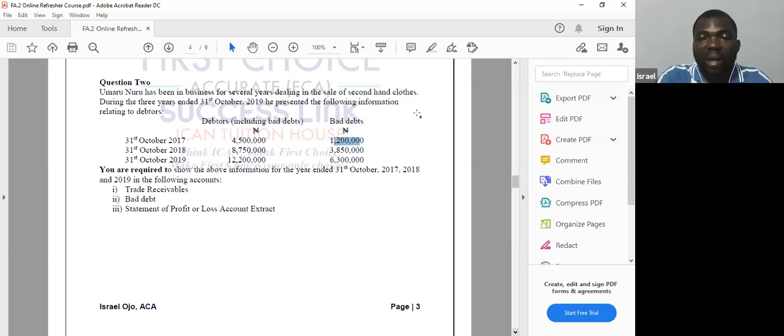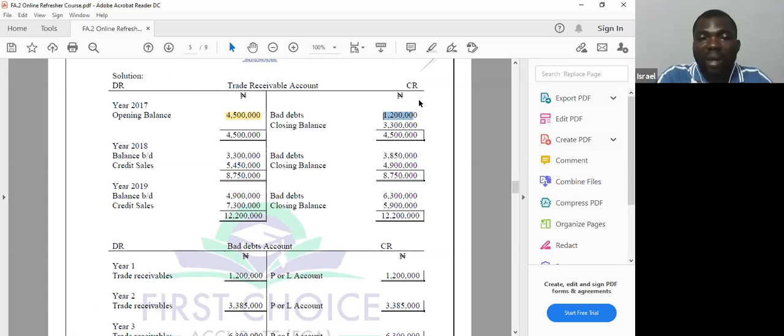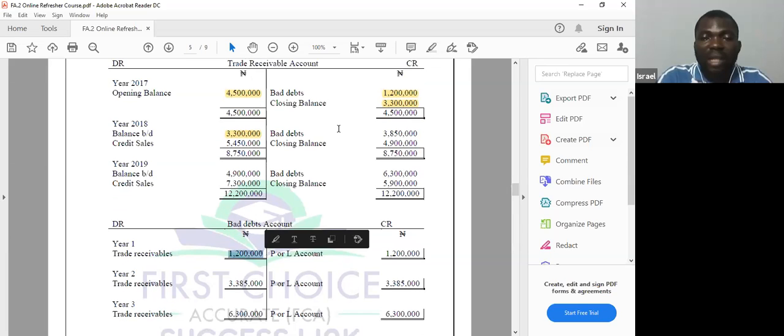So now this is what I said. The first one is the opening debt, and the bad debt we have is 1.2. So 4.5 minus 1.2 will give us 3.3. And this 3.3 is the closing balance, the amount that our clients are owing us, and it will serve as the opening balance for 2018.